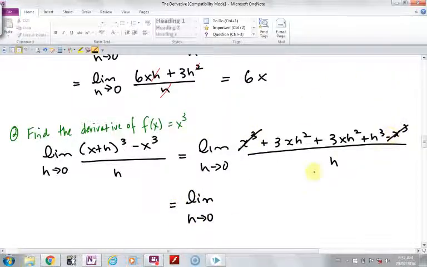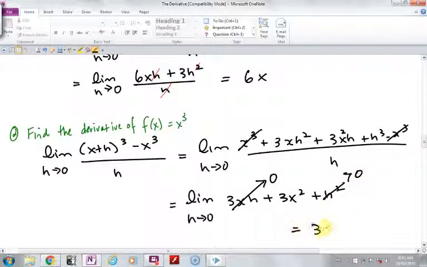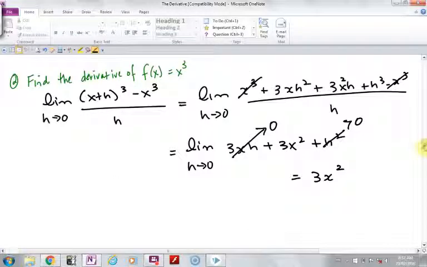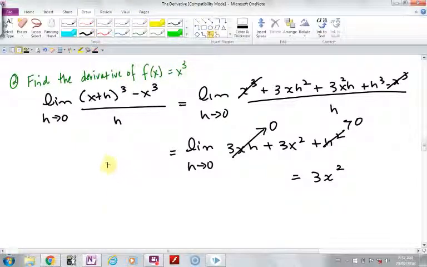I'm going to divide everything through by h, so I'll have 3x squared plus 3xh plus h squared. Okay? And then all the terms that are left with h go to 0, and I'm left with 3x squared. Okay? See how that works? All right, now I just want to show you, what does it look like when we graph this cubic? If we were going to graph f of x, what does that look like?